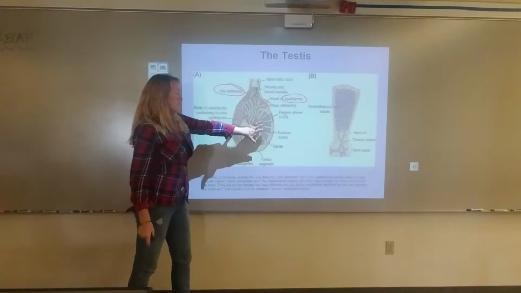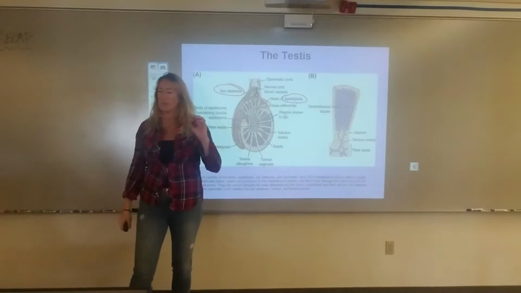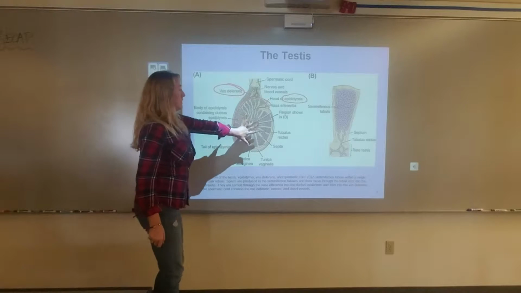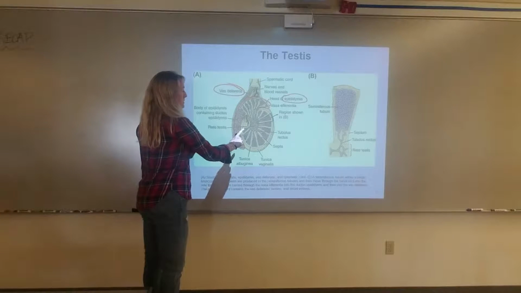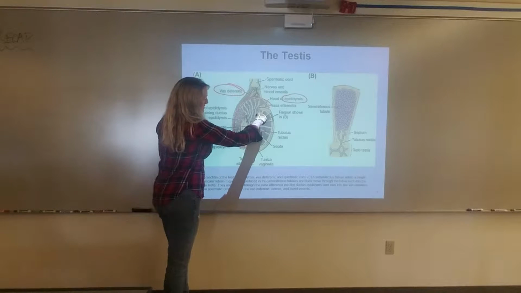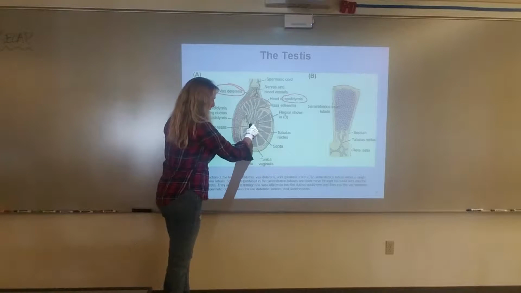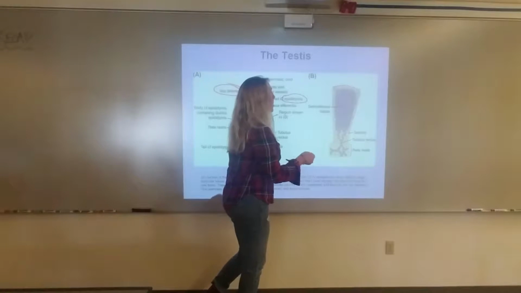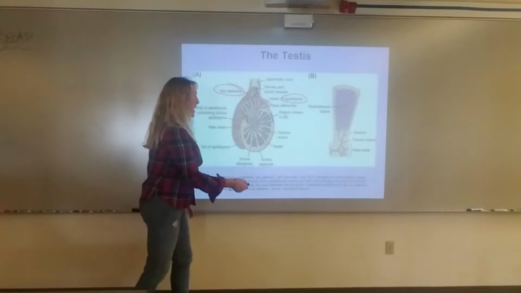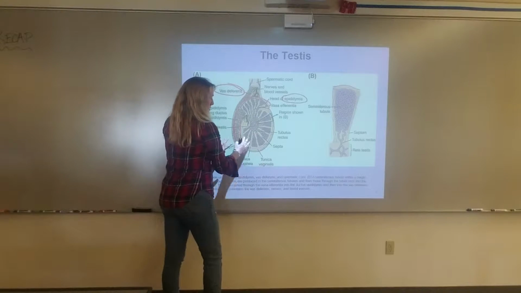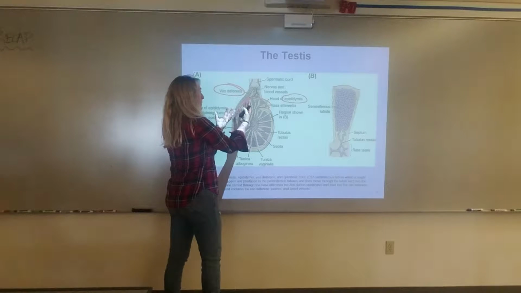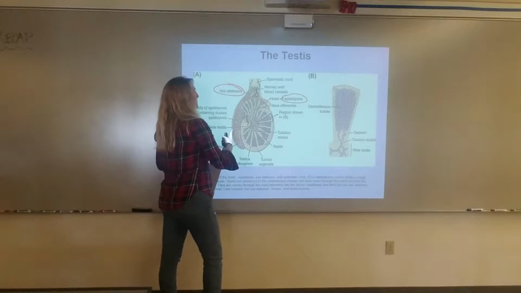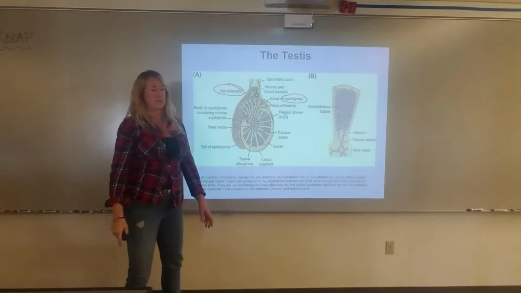The testis is right here, and this is where sperm are being developed and formed. They're undergoing meiosis and forming right here in the seminiferous tubules of the testis. If we look at these, they're divided into lobes. They go and come back, come back. If we look at one of those lobes, there's a seminiferous tubule that goes all the way through and then comes back to the rete testis. So they're being produced, developed, and made here. They move into the epididymis, mature further, and can be stored and mature in there for many, many days before they leave and go out through the vas deferens.